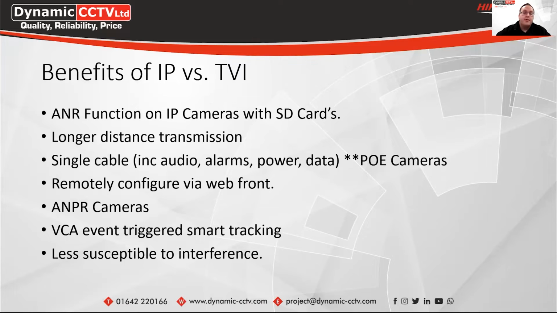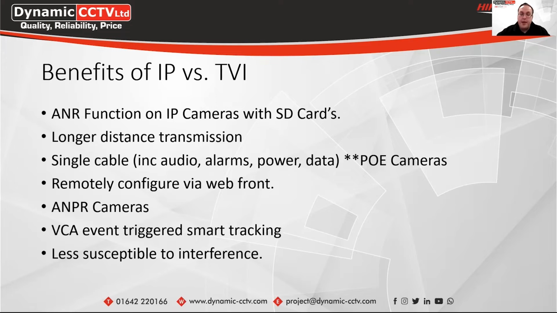So what are the actual benefits of IP versus TVI technology? With IP cameras, you've got the ability to use what's called the ANR function, or automatic network replenishment. Now this uses an SD card installed in the camera itself, which would need to be purchased separately. So what would happen once the ANR function's enabled is, if for whatever reason the connection between the camera and NVR was lost, so long as the camera is still powered up, it would automatically start recording to the SD card that's in the camera.